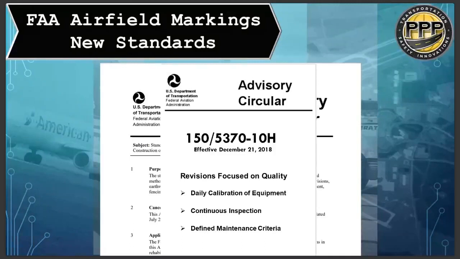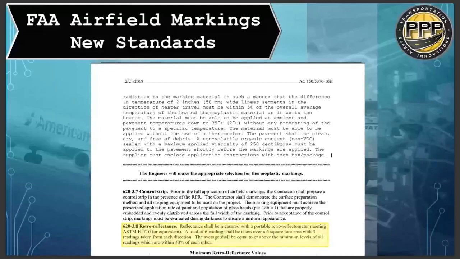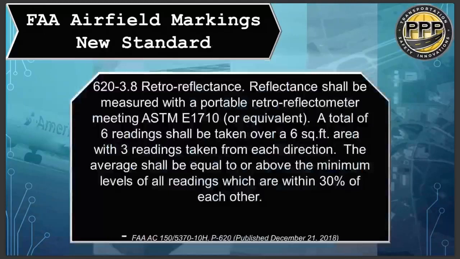So you guys are probably familiar with the 5340, at least most of you. The 5370 is traditionally reserved for new construction projects. They have recently, again, added a bunch of these quality-focused criteria into this document. You can see at the bottom of the screen here, item P620.3.8 discusses retroreflectance, and we'll zoom in here and take a look at that in a little bit more detail. But the language speaks like this.